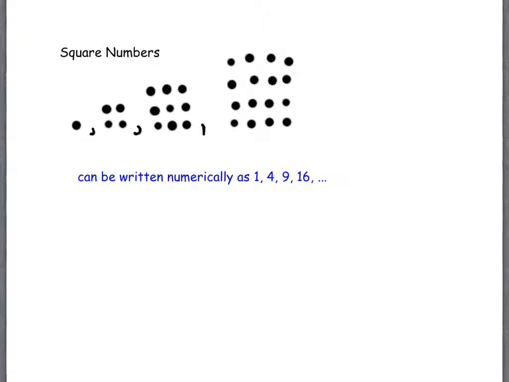You know what the images are, right? They're squares, aren't they? Hence square numbers. And if we count the dots, the first set of dots is 1. The second one is 4. The third is 9, and the last one's 16.